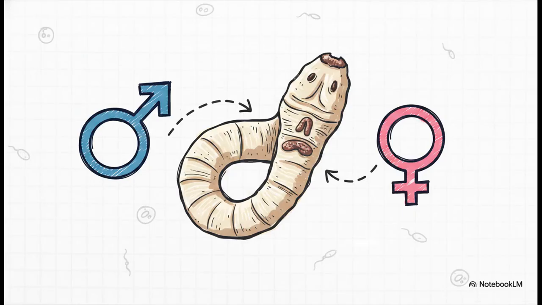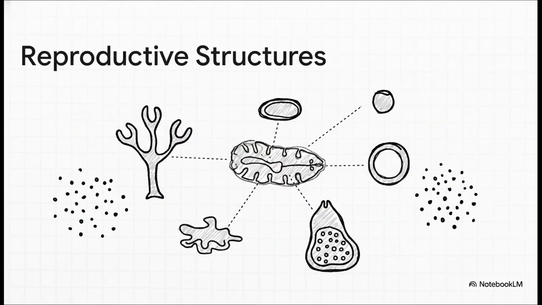All right, let's switch gears and talk about the reproductive system. And honestly, it pretty much takes over the whole body of the worm. Fasciola is a hermaphrodite, which means every single worm has a complete set of both male and female reproductive organs. So let's identify some of these key parts.